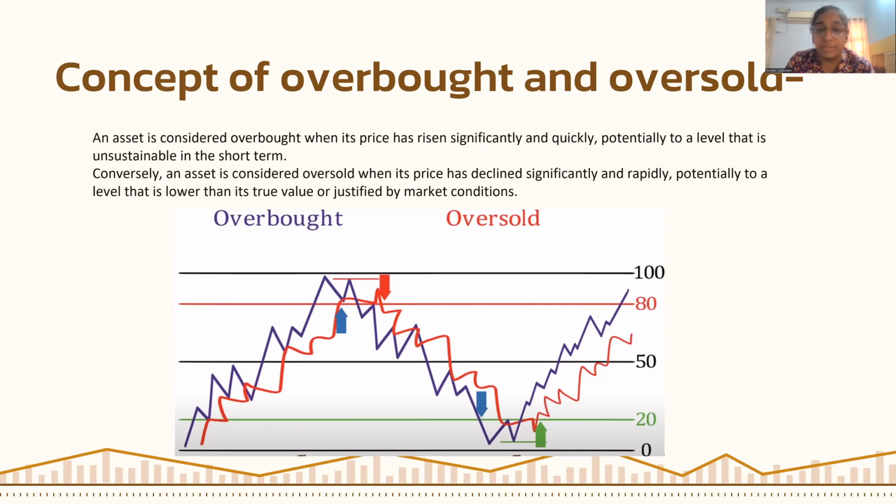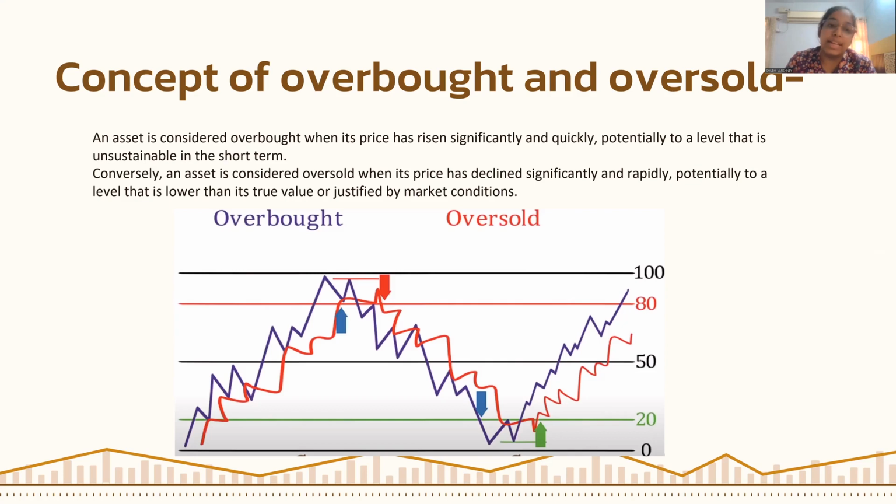We all know that once the tomatoes had a price of 200 to 250 rupees per kg, but as the supply grew and there was excessive supply of the same tomatoes, their price declined significantly and rapidly, potentially to a level that the true value of tomato was not justified, and the price was merely 5 rupees per kg to 3 rupees per kg. This condition is known as the oversold condition.